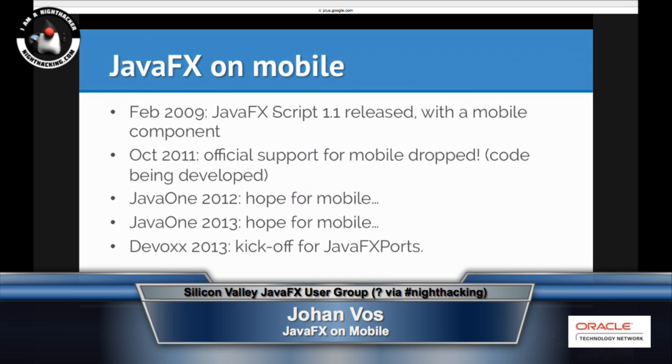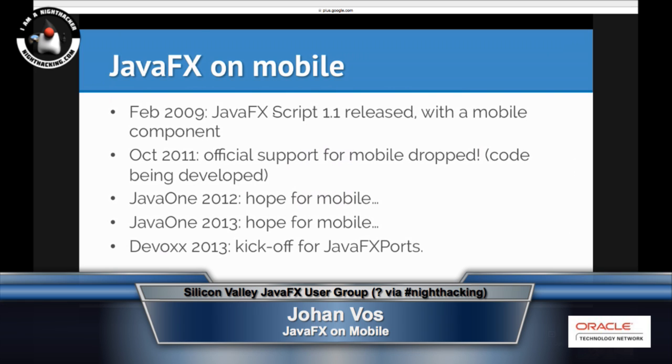I think it made sense at that time when Oracle announced we're going to rewrite JavaFX so that it's going to be fully Java-based and not script anymore, and we're going to focus on desktop first. So we dropped support for mobile. Okay, that makes sense. But then we were hoping, of course, for mobile to be reintroduced. So for JavaOne 2012, I hoped this was going to be the JavaOne where they would announce mobile again. And I hoped the same for JavaOne 2013, but it didn't happen.